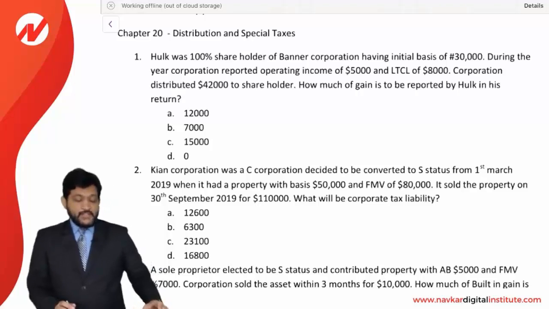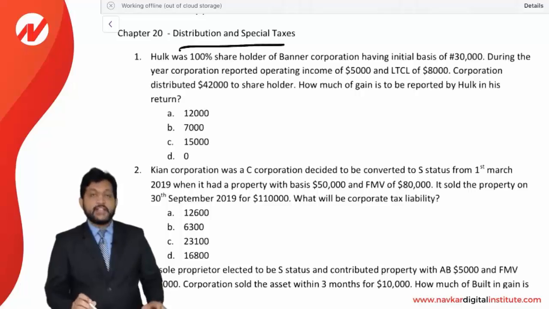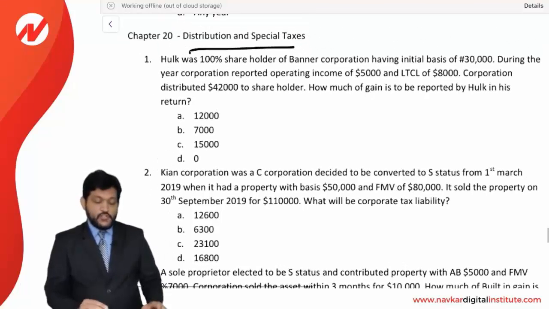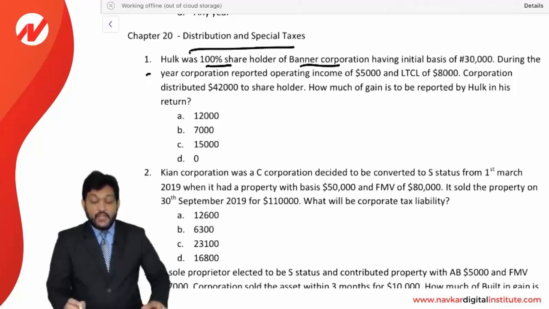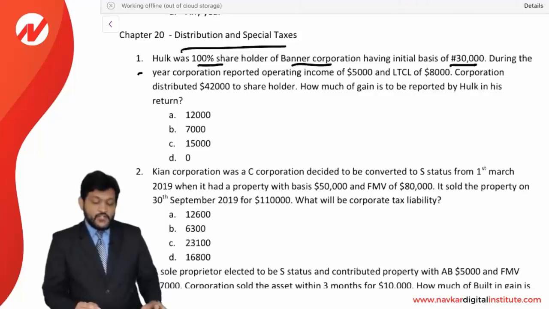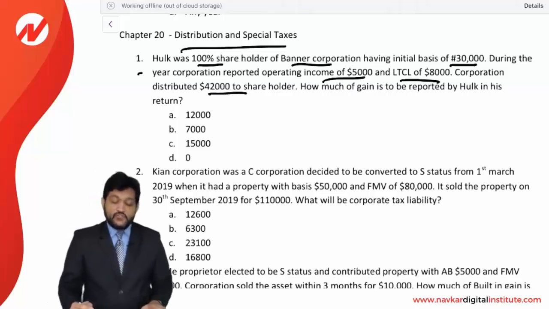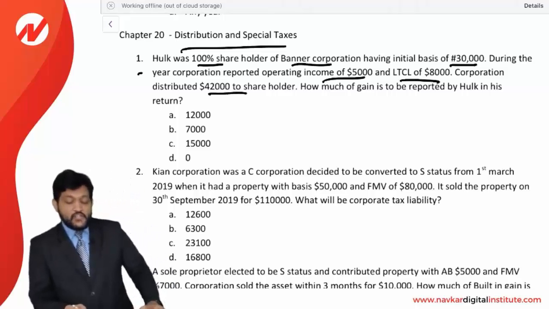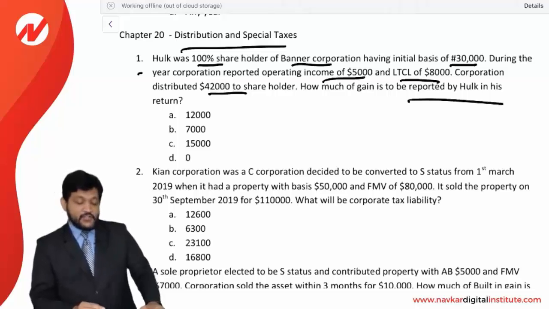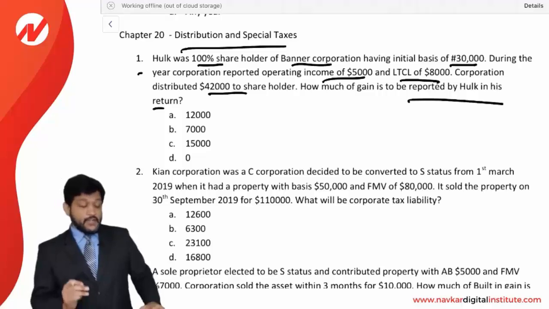Now friends, let us see the MCQs of Chapter 20, distribution and special taxes. First question. Hulk was a 100% shareholder of Banner Corporation, having an initial basis of 30,000. During the year, the corporation reported operating income of 5,000 and LTCL of 8,000. The corporation distributed 42,000 to the shareholder. How much of the gain is to be reported by Hulk in his return? Look at this, they are asking for the gain to be recognized by Hulk in his return.